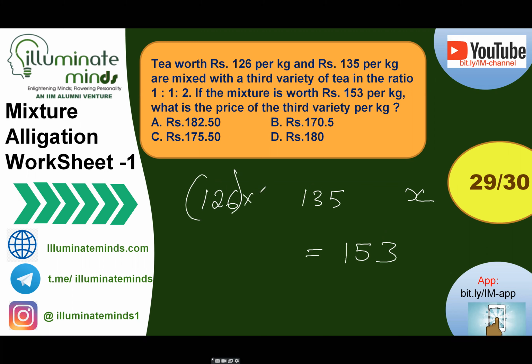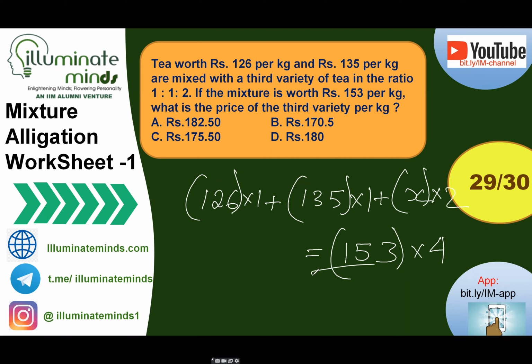Into 1, into 1, into 2 is equal to 153 into 4. I hope this is okay. So this is one part, this is one part, and this is 2 part is equal to 153 by 4. So now we need to do the calculation. 153 by 4 should be equal to 612 minus 126, 135. This will be equal to how much? 261. 261 is equal to 2x.